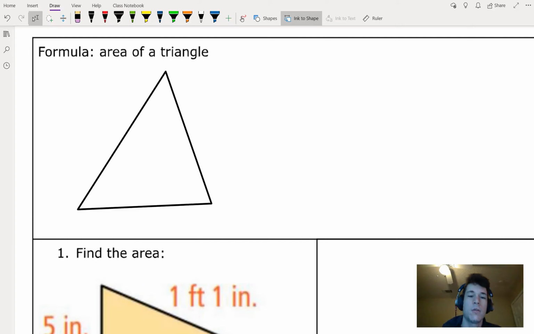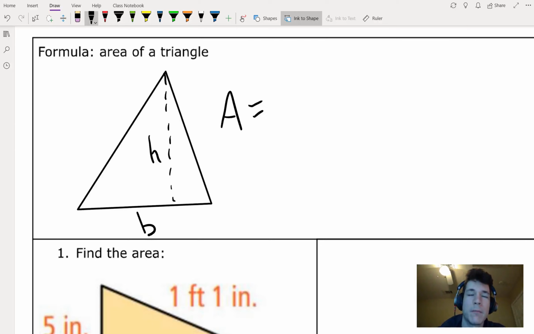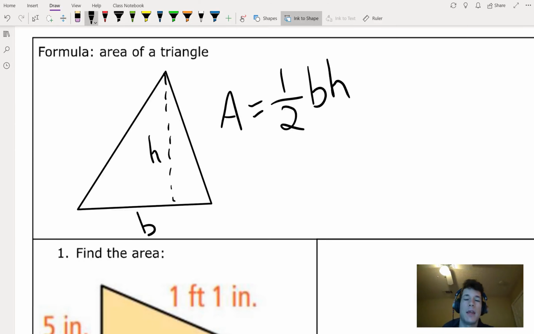Some of you already know this formula. If you take the height of that triangle and you multiply it by the base and then divide it by 2, you will get the area for that triangle. The formula for that, area equals 1/2 base times height. And essentially, this is the altitude of the triangle, this height right here. So it forms a right angle.